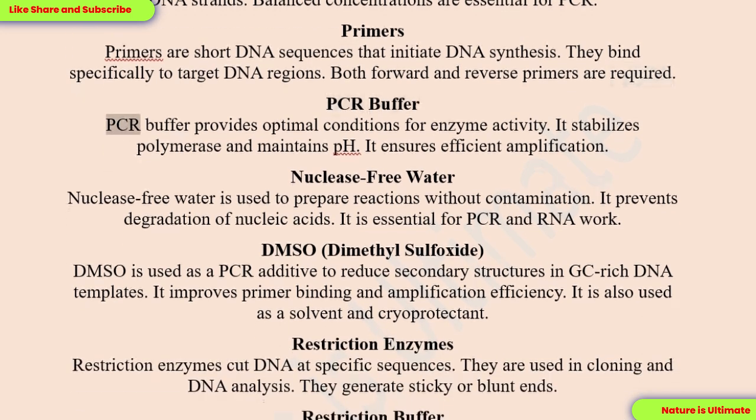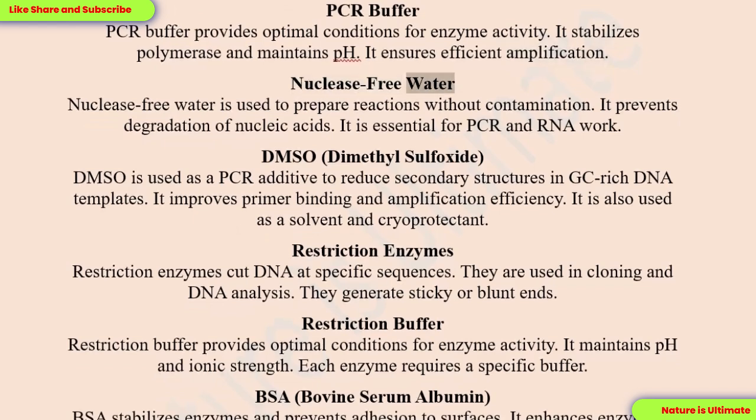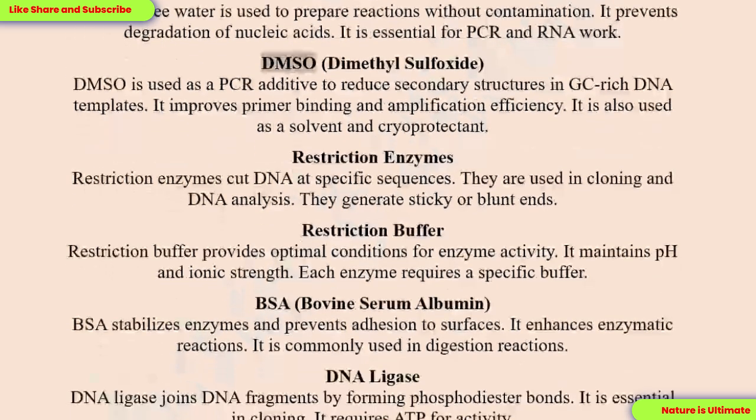PCR buffer. PCR buffer provides optimal conditions for enzyme activity. It stabilizes polymerase and maintains pH. It ensures efficient amplification. Nuclease-free water. Nuclease-free water is used to prepare reactions without contamination. It prevents degradation of nucleic acids. It is essential for PCR and RNA work. DMSO, dimethyl sulfoxide. DMSO is used as a PCR additive to reduce secondary structures in GC-rich DNA templates. It improves primer binding and amplification efficiency. It is also used as a solvent and cryoprotectant.